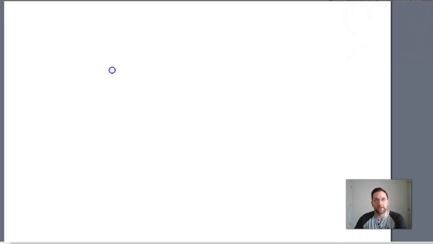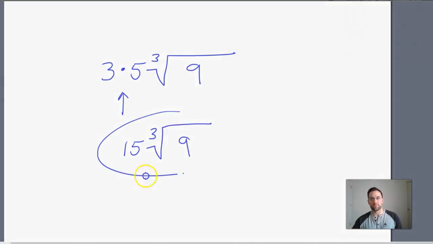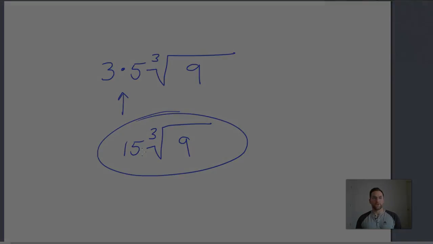All right, so where are we at? We have 3 multiplied by 5 times the cubic root of 9. So we look at this problem and say, is there anything else we can do? Is there any other like terms we can combine? And we can. We end up with 15 right there, don't we? 15 times the cubic root of 9. There you go. All right.